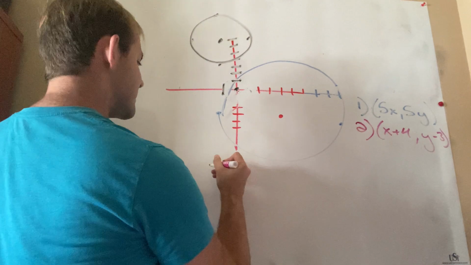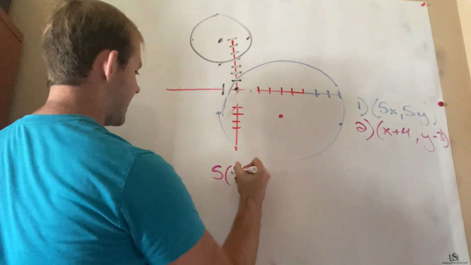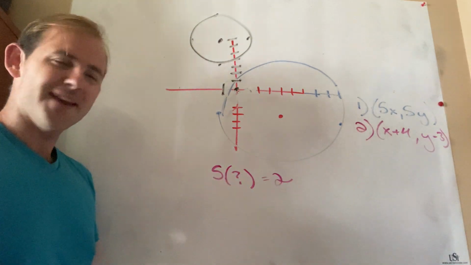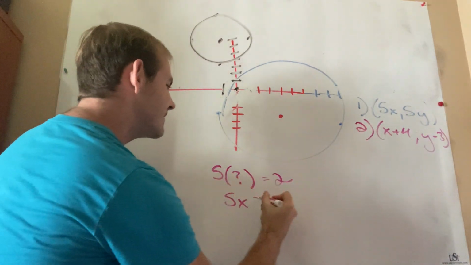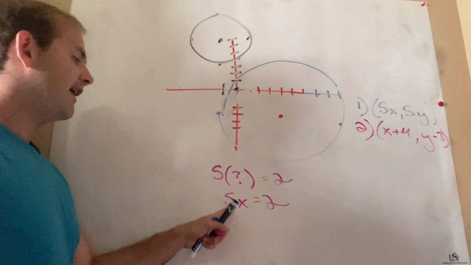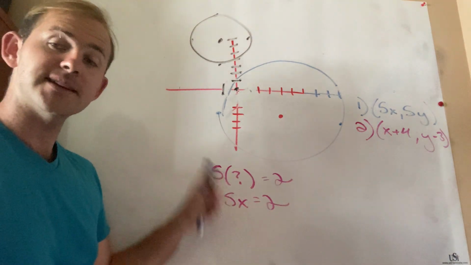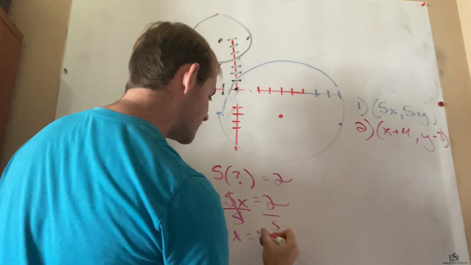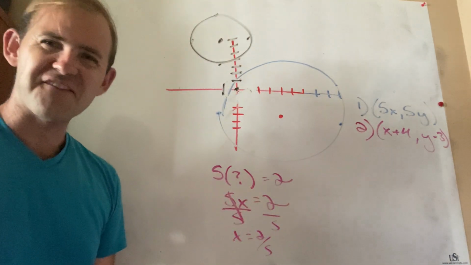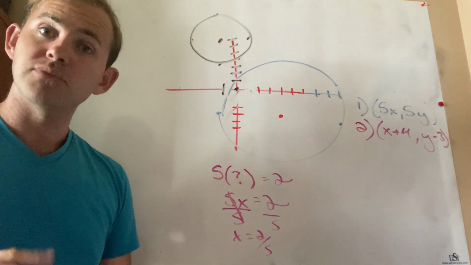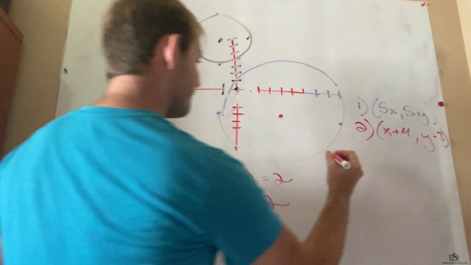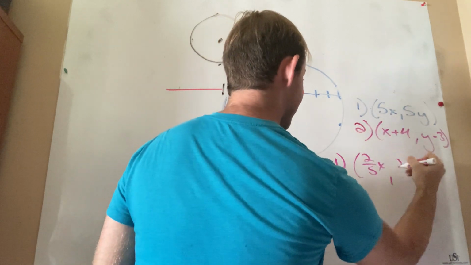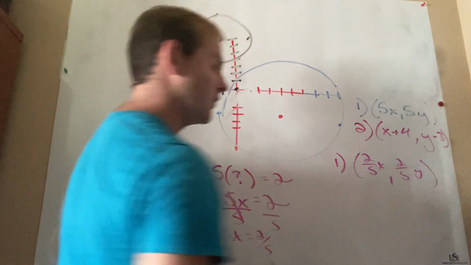So let me ask you guys this. What do I have to multiply 5 by in order to get 2? Guys, trick: this is really like solving an equation. I have to multiply the radius of 5 by something to get a radius of 2. So I just solve this one-step equation, and I get that x equals 2/5, or you could say 0.4. So my first transformation is going to look like this: 2/5 x, comma, 2/5 y.